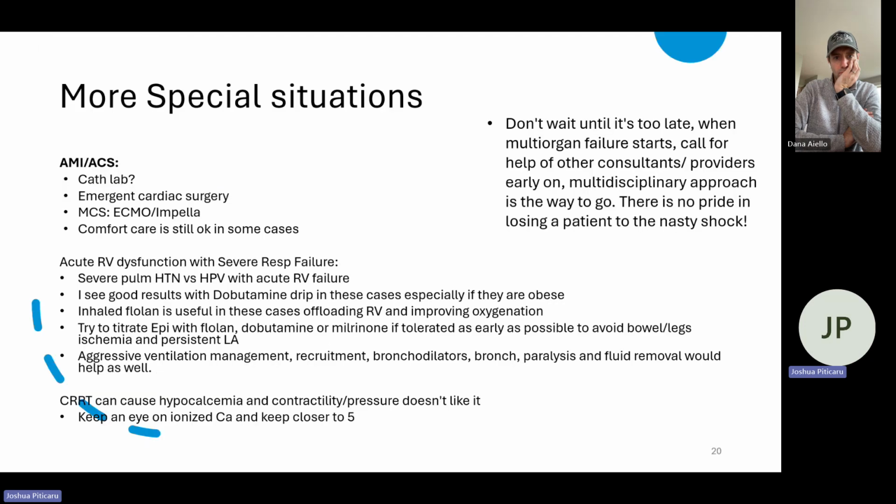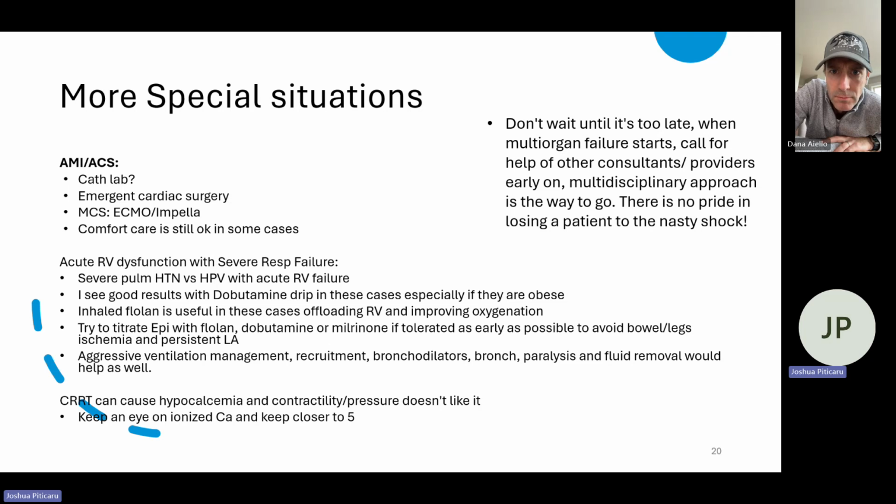All right, last slide. So AMI, cardiogenic shock, acute coronary syndrome, cath lab, emergency cardiac surgery. We talked about Impella, ECMO. Comfort care is still okay, right? In some cases, let's be reasonable. Sometimes unfortunately we get those patients and we refer them to cardiac surgery or cardiology right away, like they're 89 years old and previously, like why are you calling for a cath? So be reasonable there.